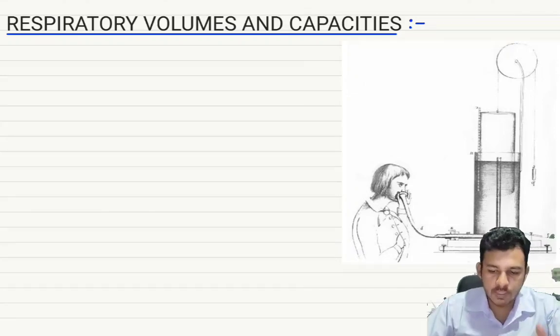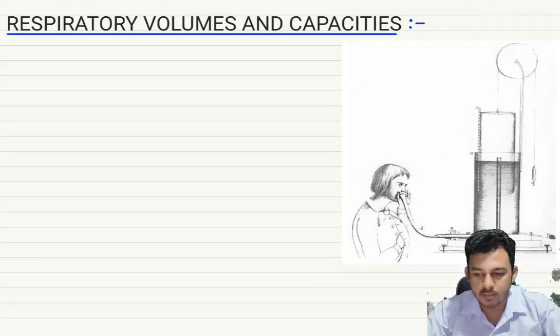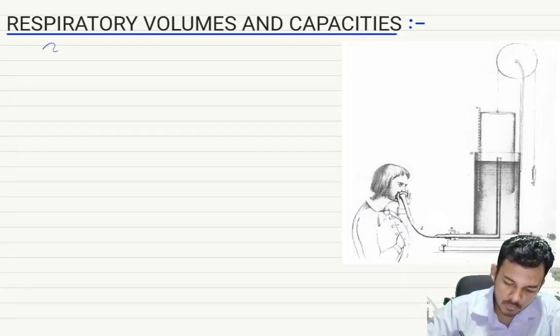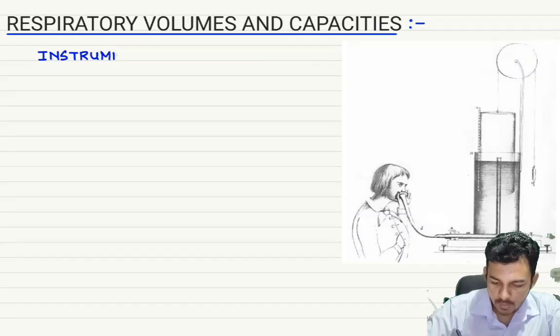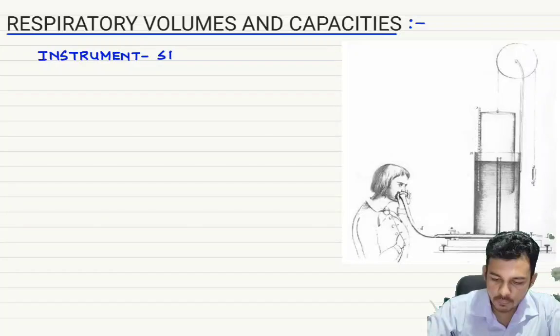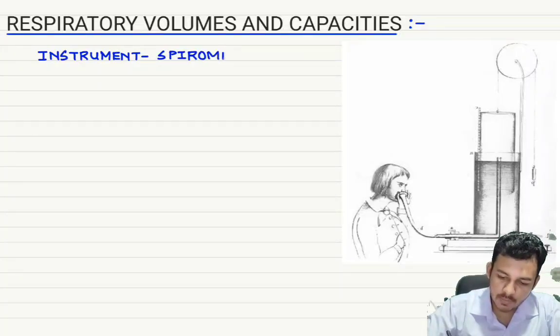Before knowing what is volume, what is capacity, and what are the different names of the capacities and the volumes that we need to remember, first of all we need to know regarding the instrument which is used to measure this volume, and this is known as spirometer. The image that you can see on the right is nothing else but the image of a spirometer.